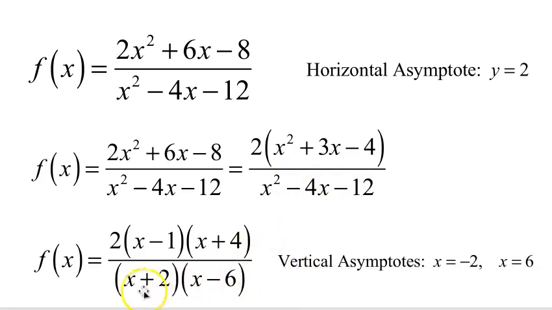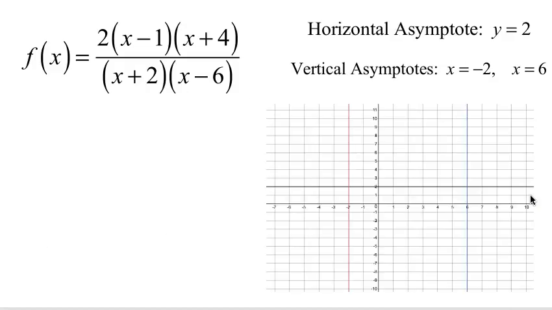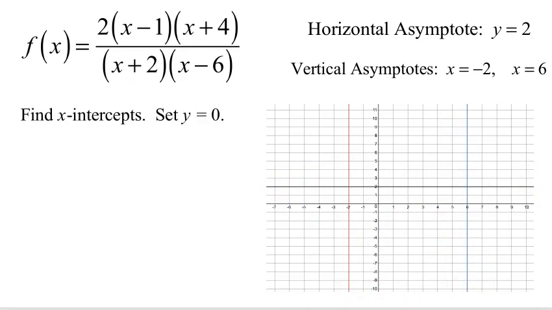Now, vertical asymptotes will be when the denominator is 0 and they don't cancel out. So when is x plus 2 equal to 0? When x equals negative 2. When is x minus 6 equal to 0? When x equals 6. So we have 2 vertical asymptotes and 1 horizontal asymptote. So we can draw those in. Vertical asymptote x equals negative 2, x equals 6. Horizontal asymptote at y equals 2.